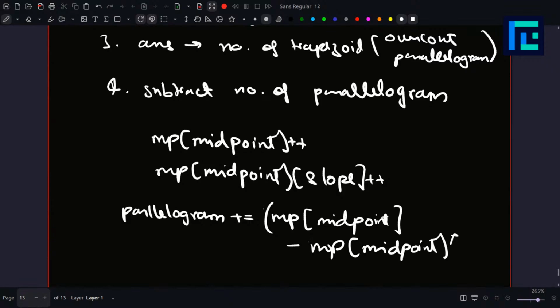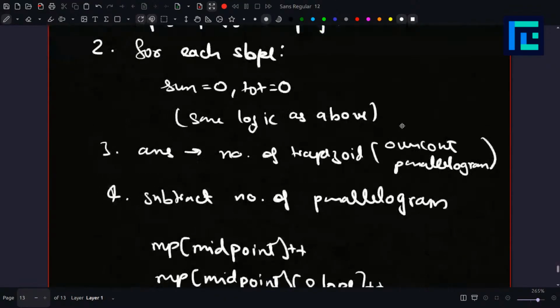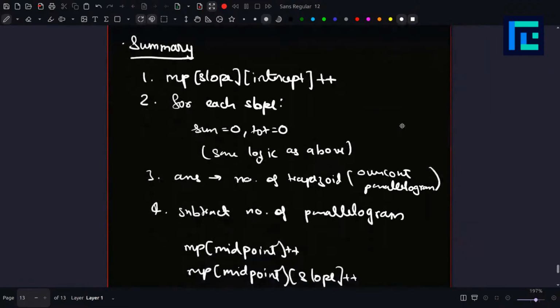Yeah. So it's a pretty geometry and PNC heavy idea. The implementation is not that easy. So yeah, this is the full summary. And then once we subtract the number of parallelograms, we can return the answer. So this is the full idea.